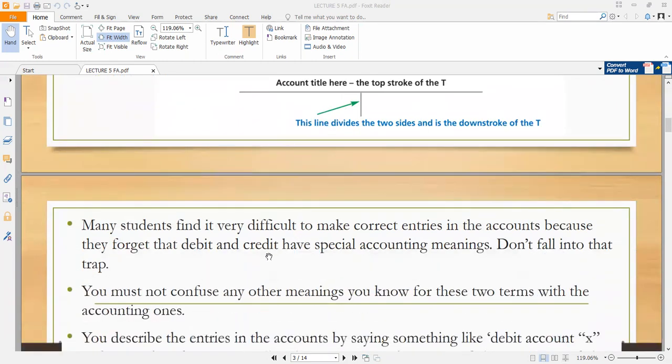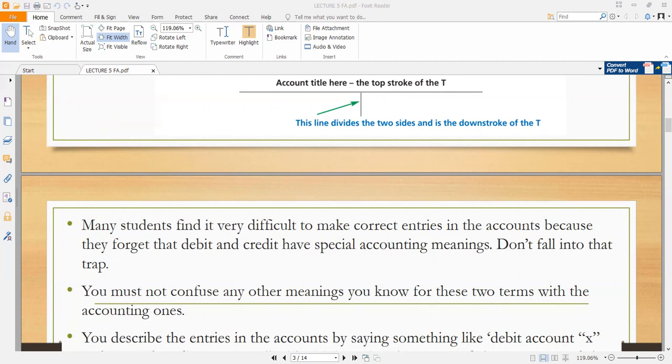Now, many students find it very difficult to make correct entries in the accounts because they forget that debit and credit have special accounting meanings. Don't fall into that trap. Now, you will understand what a debit is. In one definition, a debit is a liability, a debt or obligation, meaning that you are paying. You've been debited. You are paying out, so money is going out of the business.